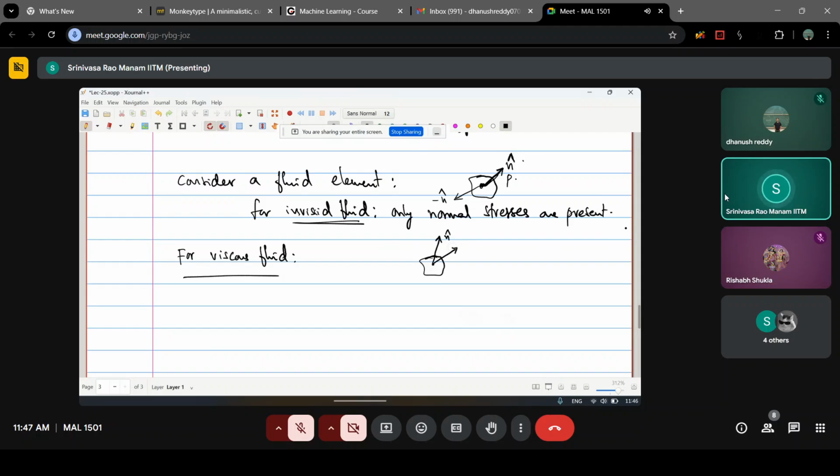If you consider this is your area delta A, let us say, of the fluid element, you will have this. Similarly, you will have delta F, which is the force. What happens is that if you define the actual stress at a point, let's consider P as a point. Not P, let us put something else.